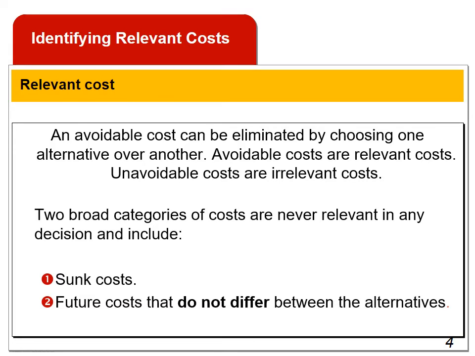2 broad categories of costs are never relevant in any decision. 1. A sunk cost is a cost that has already been incurred and cannot be avoided regardless of what a manager decides to do. 2. A future cost that does not differ between alternatives is never a relevant cost.